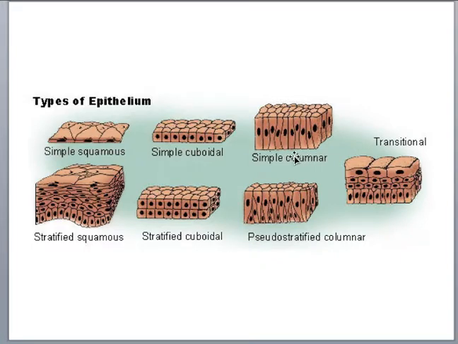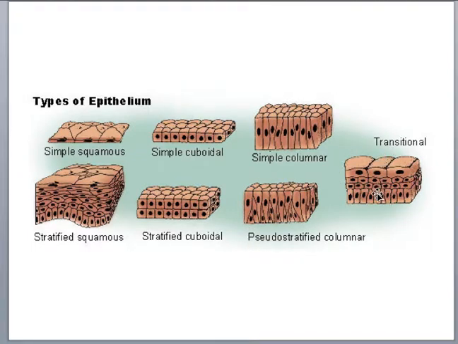If you look at this, compare the simple columnar, every single cell touches the basement membrane and every single cell touches the free apical space. Pseudostratified columnar, every single cell is touching the basement membrane, so it's a single layer of cells, but see, there's a few cells that aren't reaching all the way up to the free apical space, right? So it gives this jumbled appearance and it looks as if it's stratified, but in actuality, it's a single layer of cells. This is pseudostratified columnar epithelium.